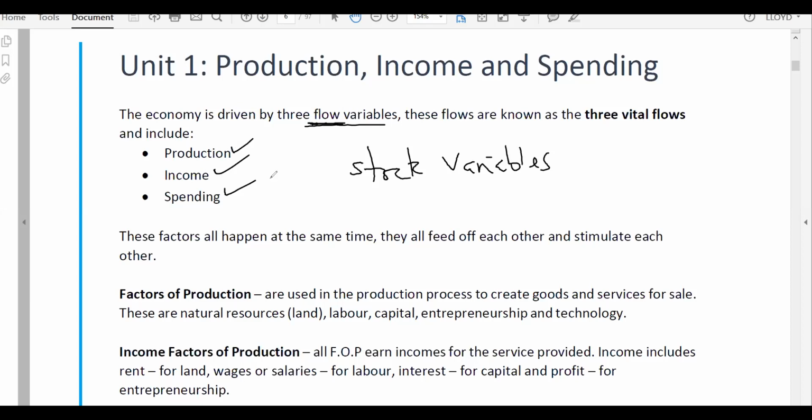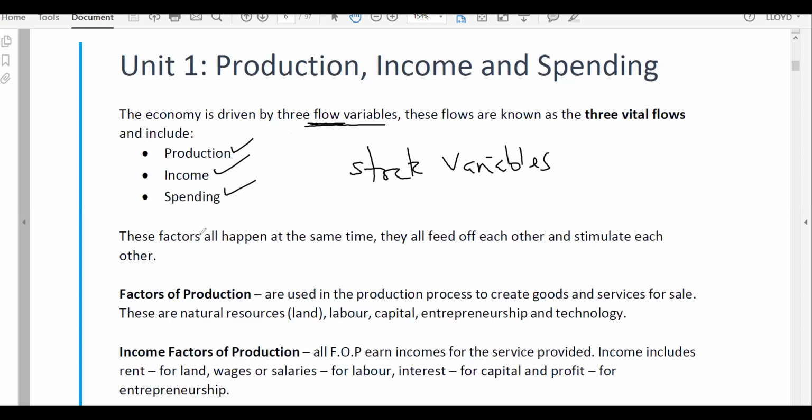Whereas a stock variable is only measured at a specific point in time. Don't worry about it. We're going to define it when we look at the stock variables. For now, we just want to focus on these three major flows, which happen at the same time. They all feed off each other and stimulate each other.